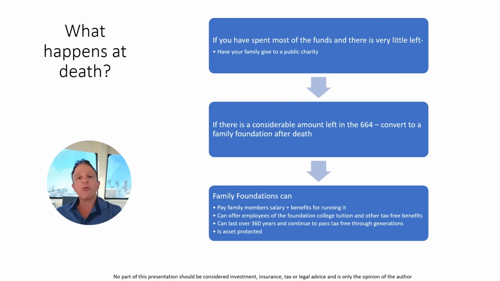Now, when the last person in the trust dies, so if you're single, you might be the last person. If you name a child, they might be the last person. If you name a spouse, they might be the last person. But the last person to die inside of that trust, then there has to be what's called a triggering event. The triggering event is, do we give the remaining amount to a public charity or do we convert it?